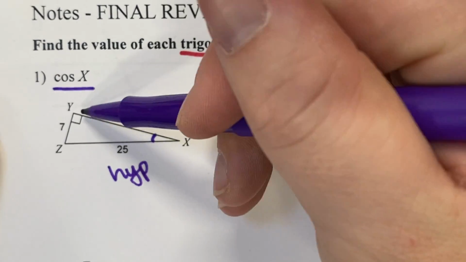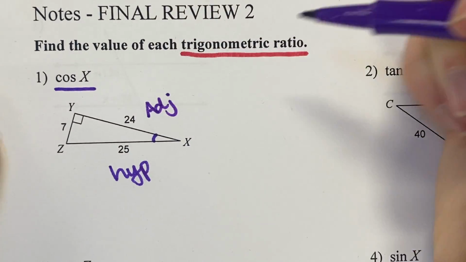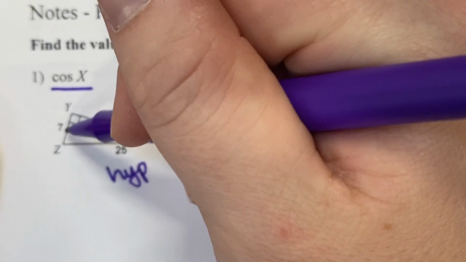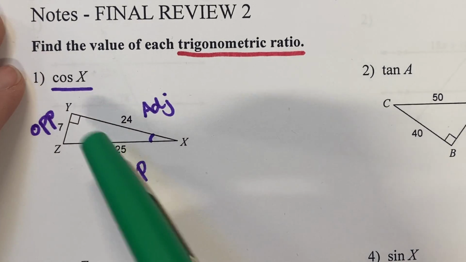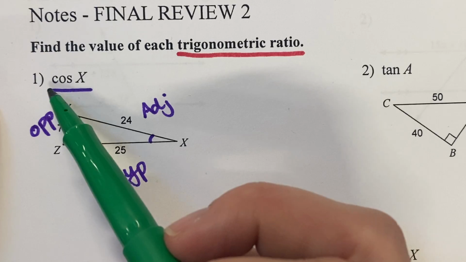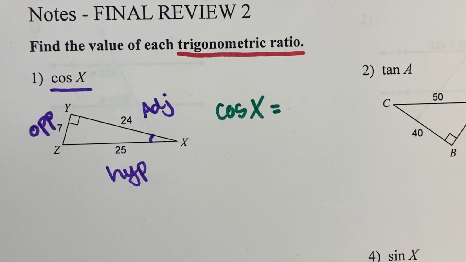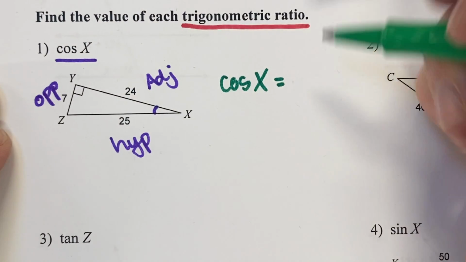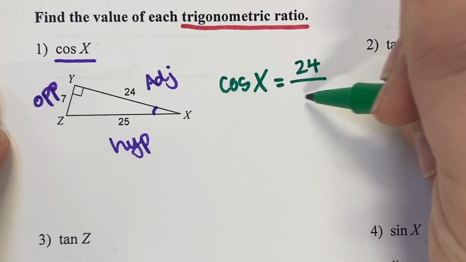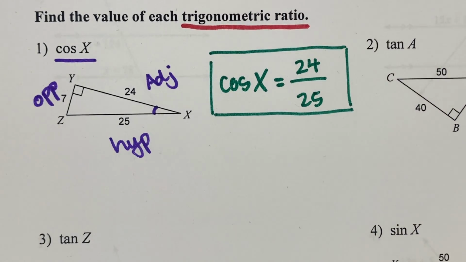Our adjacent is the side that is next to our angle, almost like attached. So that is our adjacent. And then opposite, if we were to walk to the opposite side, it would be 7. Now we have all of our sides. We want cosine of x, so the cosine of x is equal to adjacent over hypotenuse. So our adjacent, 24, over our hypotenuse, 25. And there we go.